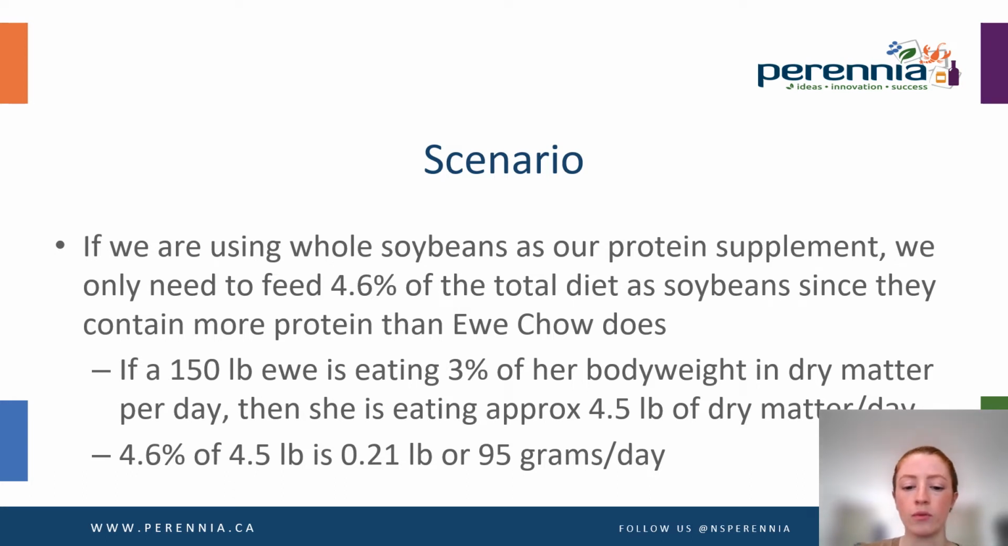And since soybeans are really dry, I'm not going to factor their dry matter content into account. I'm just going to make a rough estimation that 4.6% of 4.5 pounds, that's the total dry matter she's going to eat, and then 4.6% of this is about 1/5 of a pound, or 95 grams per day.